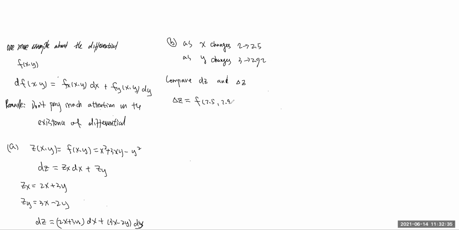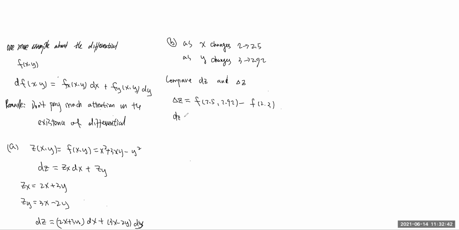And then, like what we said, let's look at B. As x changes from 2 to 2.05, and y changes from 3 to 2.96, let's compare dz and delta z. First, this is delta z: this is f(2.05, 2.96) minus f(2,3).